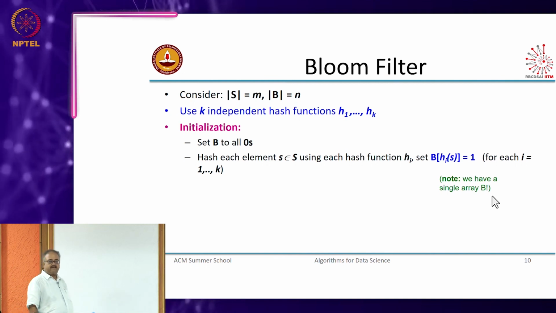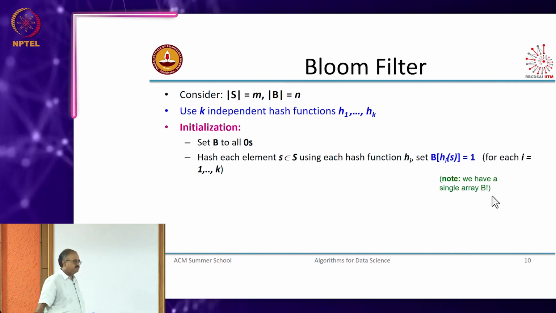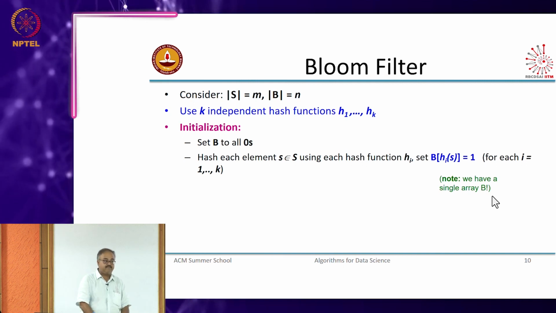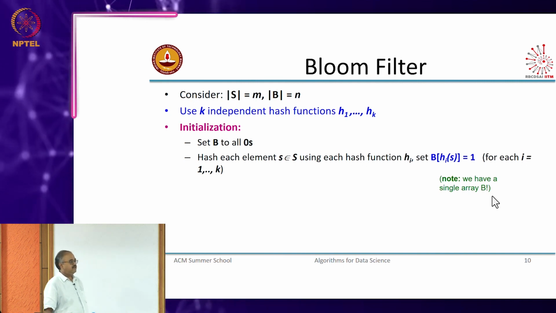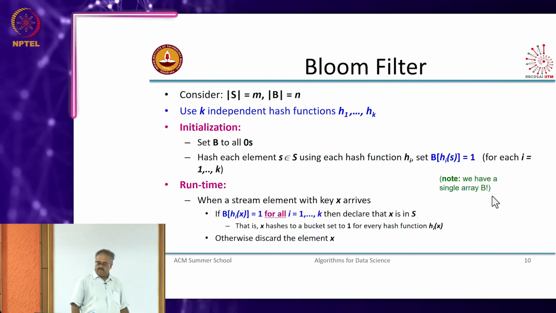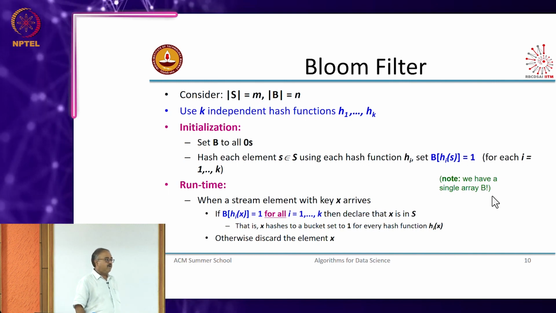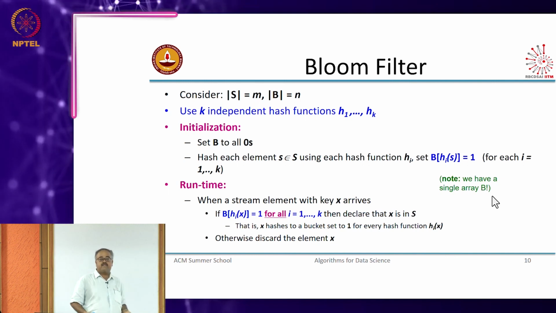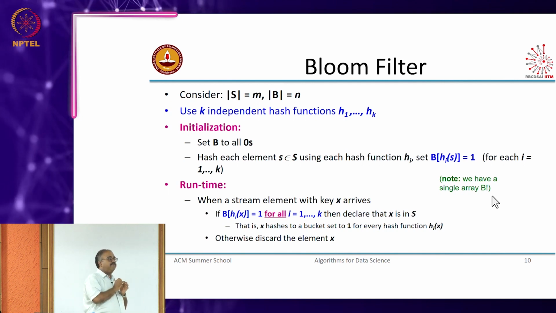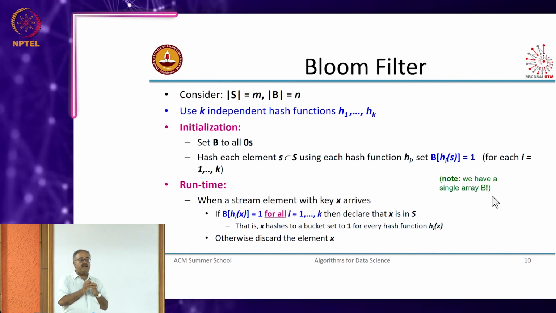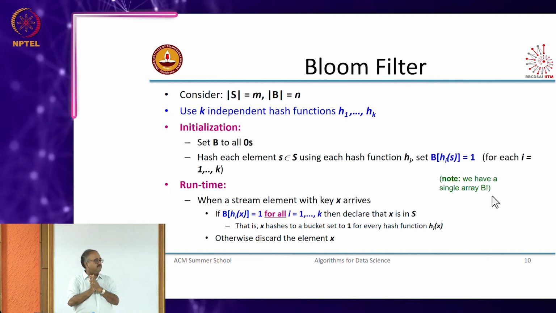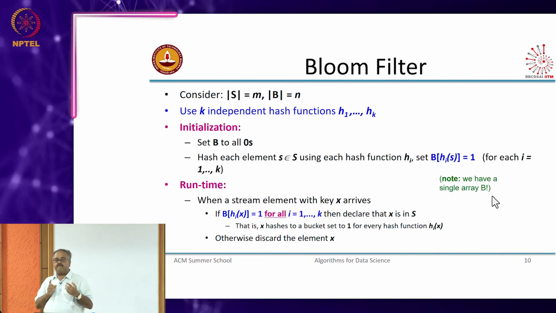So, earlier I had hashed m times. I was hashing m times and setting it, now I am going to hash mk times, and then set those bits to 1. So, at runtime, what do I do? When a stream element arrives, I am going to hash it using each one of those hash functions. I am going to do k hashes now, and only if the element hashes to a 1 under each one of those k hash functions, I will declare it as a valid element. It has to be under every one of those hash functions.